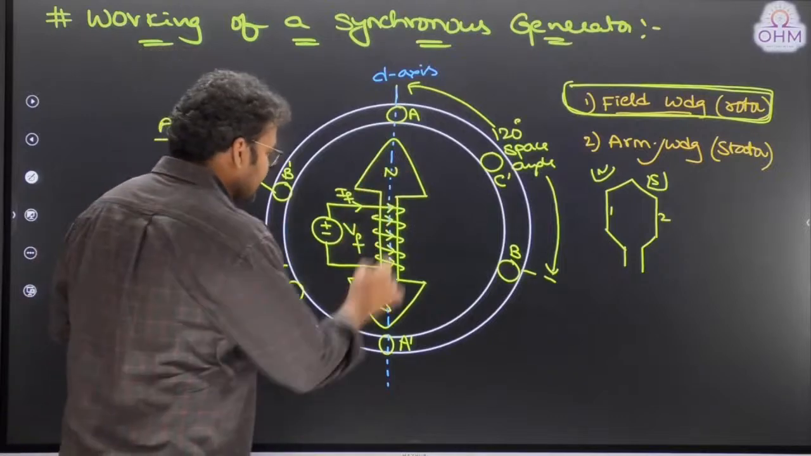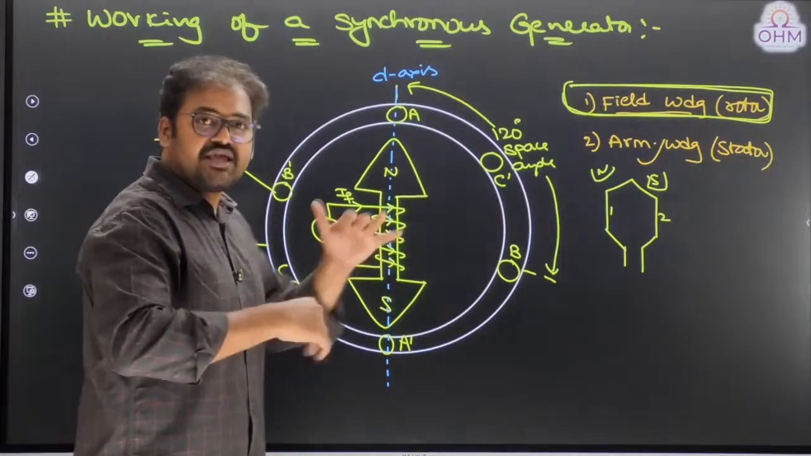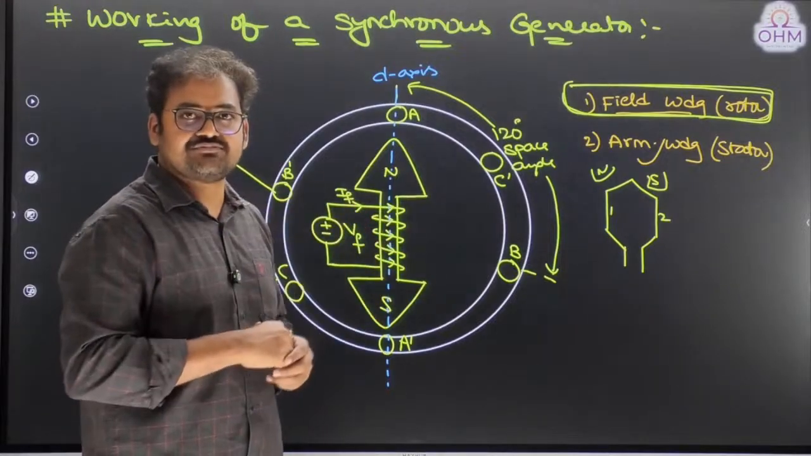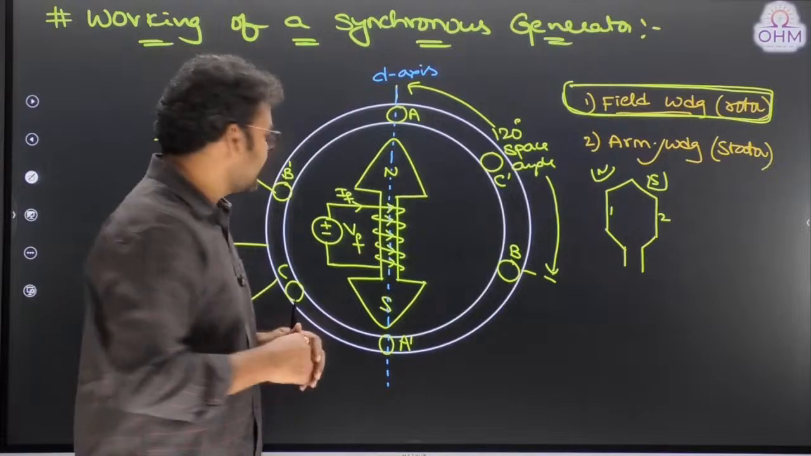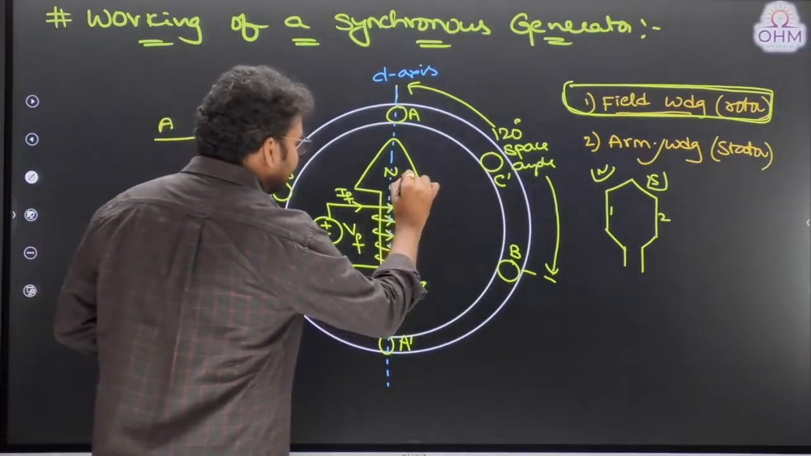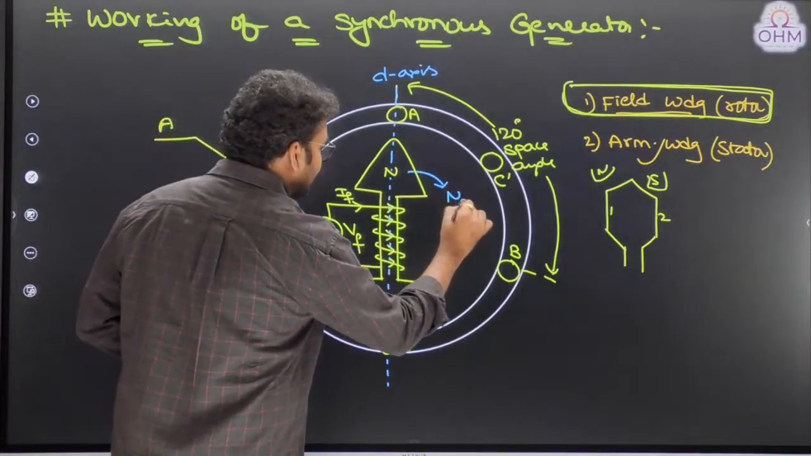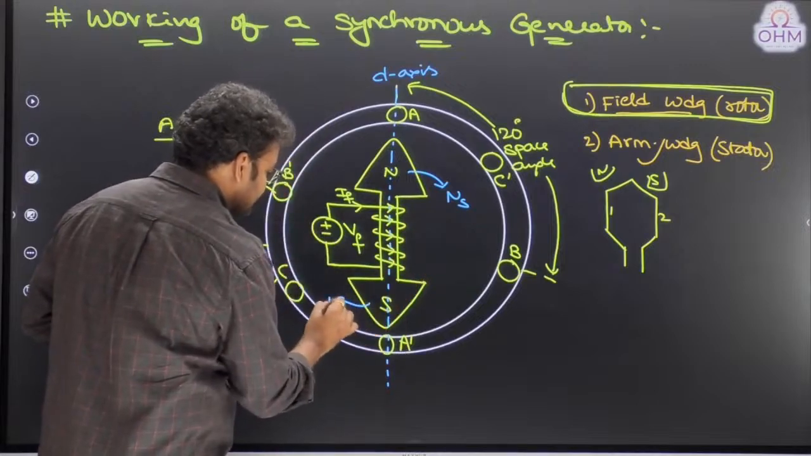And one more thing, this is the rotor part, right? Rotor means it has to be rotating in nature. Who will rotate the rotor? Prime mover. Okay. So imagine the prime mover was rotating this rotor in clockwise direction at a synchronous speed.